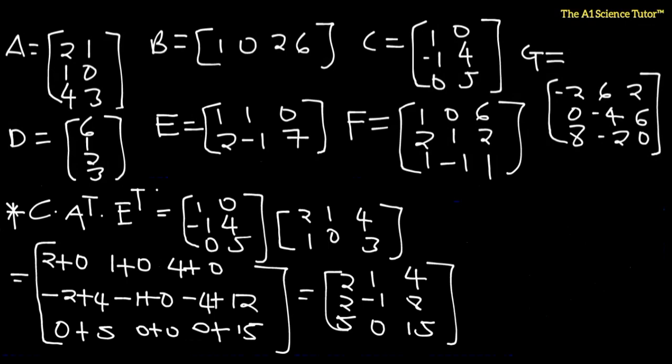Now we need to multiply this with E transpose. So let us rewrite this. I need to wipe this stuff out.